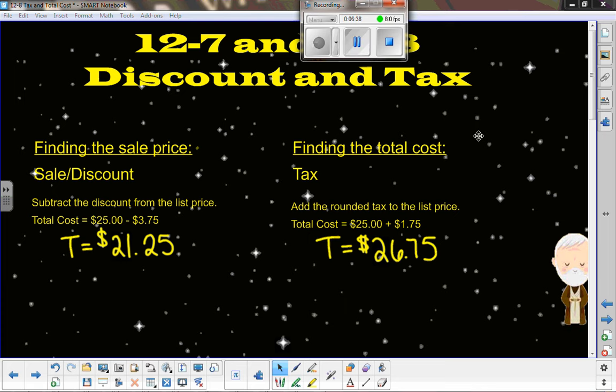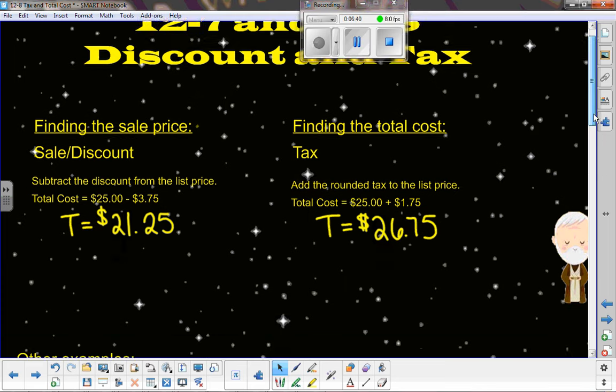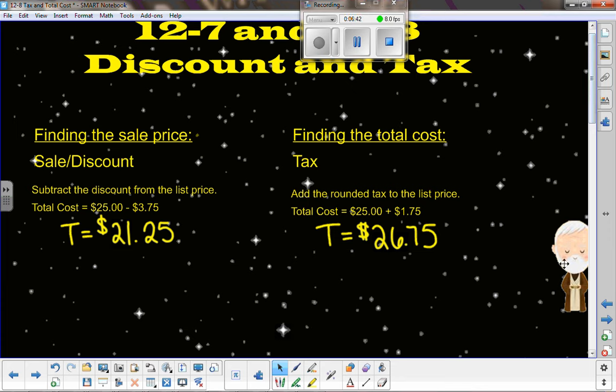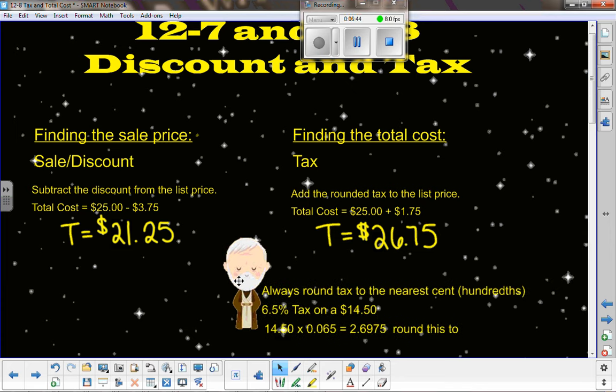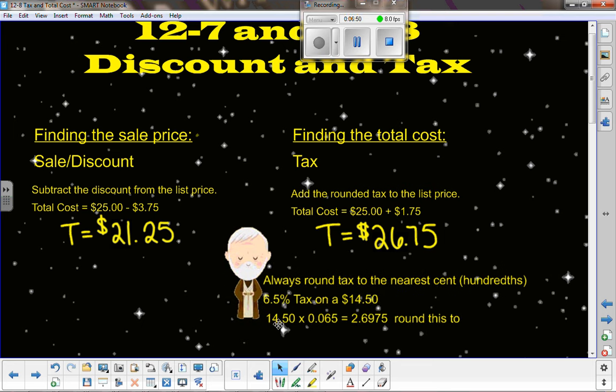Now, these are really nice numbers, but numbers also don't always work out perfectly like that. So say you have a 6.5% tax on $14.50. If you were to multiply that, you would see that $14.50 times 0.065, after we move the decimal over twice, would get us 2.6975. And that does not look like money, right? Money only has 2 decimal place values. So we want to make sure we're rounding this to the nearest hundredth.